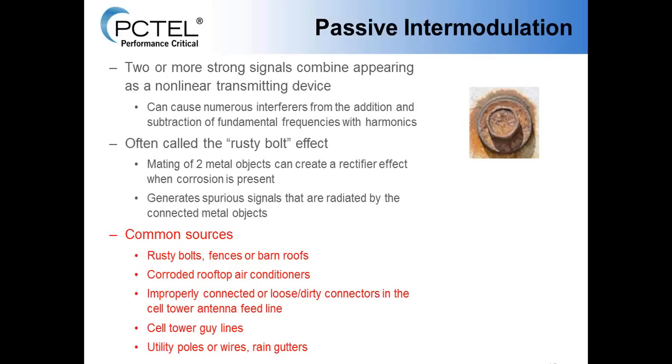They generate these spurious signals that are radiated from connected metal objects. The common sources can be rusty bolts, as I have shown here. They could be fences or barn roofs, corroded rooftop air conditioners, improperly connected, loose or dirty connectors in the cell tower antenna feed lines, or, if you're in a DAS system in a building, improperly torqued connectors. They can be cell tower guy lines. They can also be utility poles or rain gutters. They're actually finding a lot of interference now in in-building DAS systems.